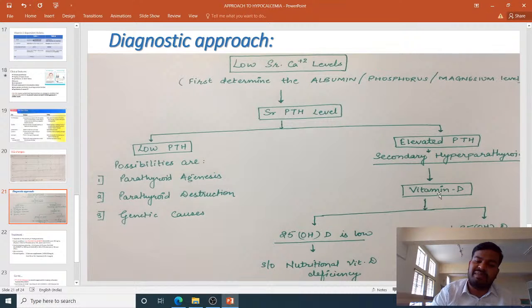And then you go for vitamin D. If vitamin D is low, there will be nutritional vitamin D deficiency. If vitamin D is again not low, then there can be signs of renal insufficiency also. So you should always do an ultrasound to check the kidneys, and an ultrasound of the neck to check the parathyroid glands for any agenesis or anything. So this is how you approach.